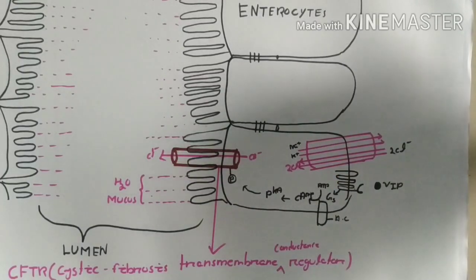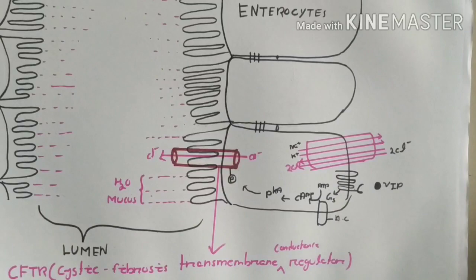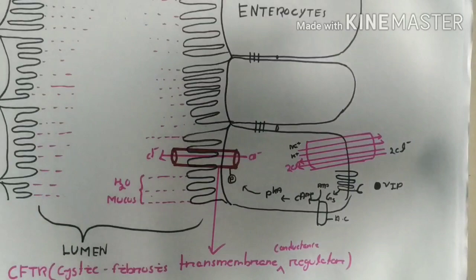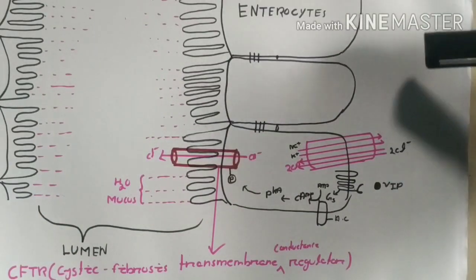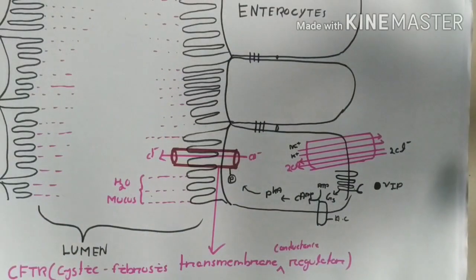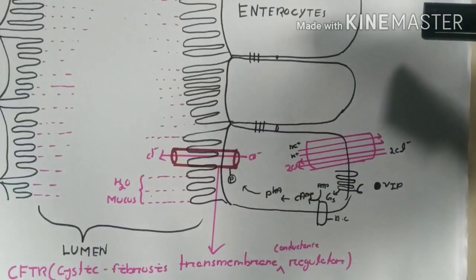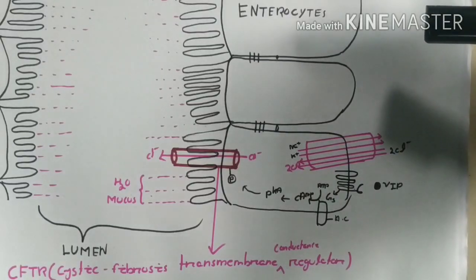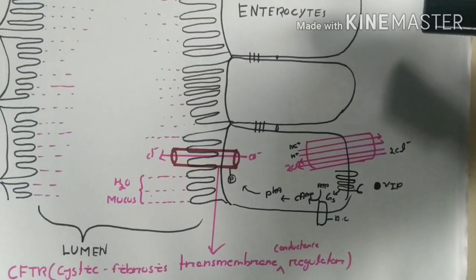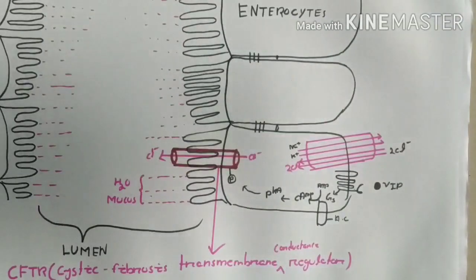So this CFTR is present in different organs of the body, like the lining surface of the alimentary canal, pancreas, and lung, and it acts as a chloride ion channel. Here we will see how it works in the enterocytes. Enterocytes are the absorptive cells, that is, simple columnar epithelial cells which line the surface of the small intestine.